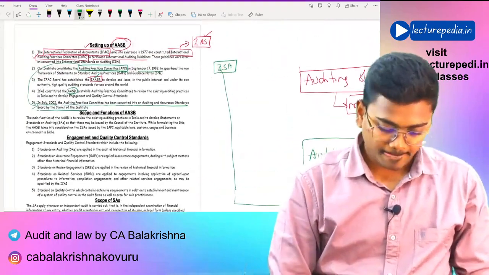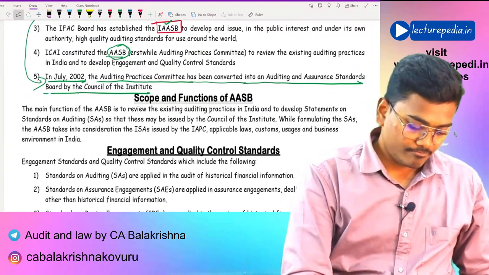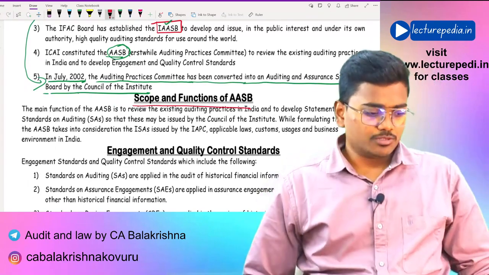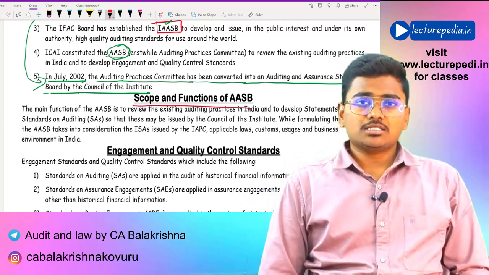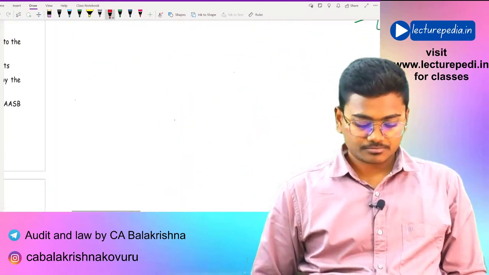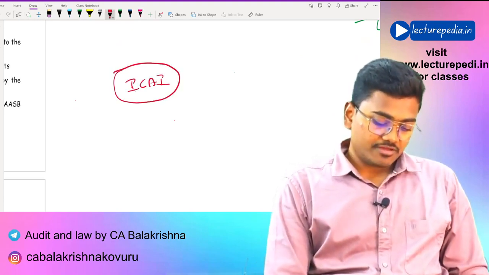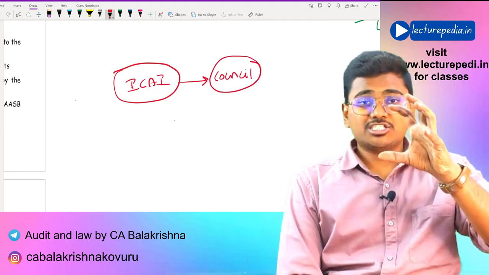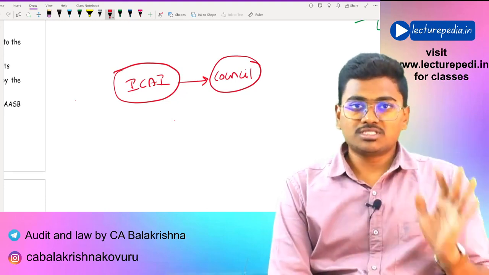Next, scope and functions of the Auditing and Assurance Standards Board. Basically, this Auditing and Assurance Standards Board has been set up by the Council of ICAI. What is this Council of ICAI? Our ICAI has a council. The council is the managing body of the ICAI. Entire decision making is done by the council of the ICAI.